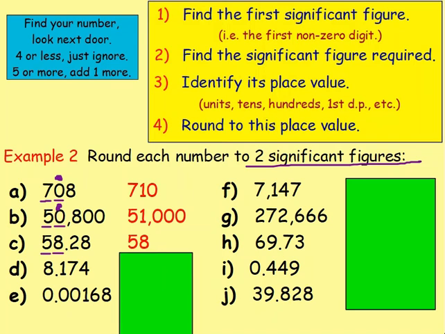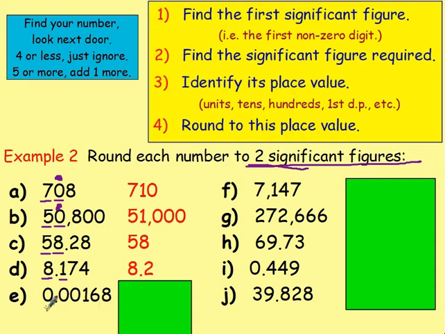With D, 8.174. First of all, find the first significant figure. First number that is not a 0 is the 8. Beside that is the second, and that's what we want to round to. It's round to two significant figures. This here is the first decimal place, so that is what we want to round to. We want to round that to one decimal place. So find your number, look next door. It's 5 or more, so you add one more. So instead of being 8.1, it will go to 8.2.